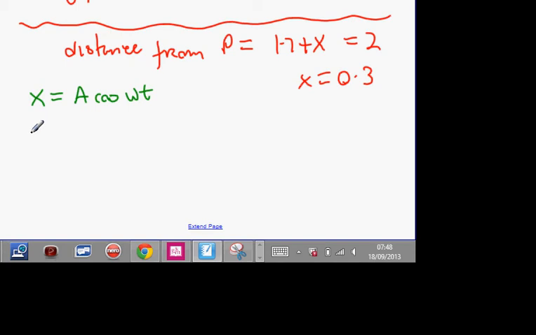The center of oscillation is where x equals 0. It's 1.7 meters from P. It was released when x equals 2. Put a pause on that for a second.